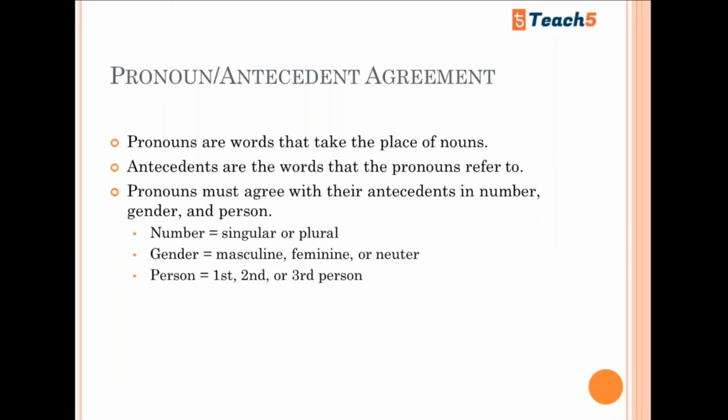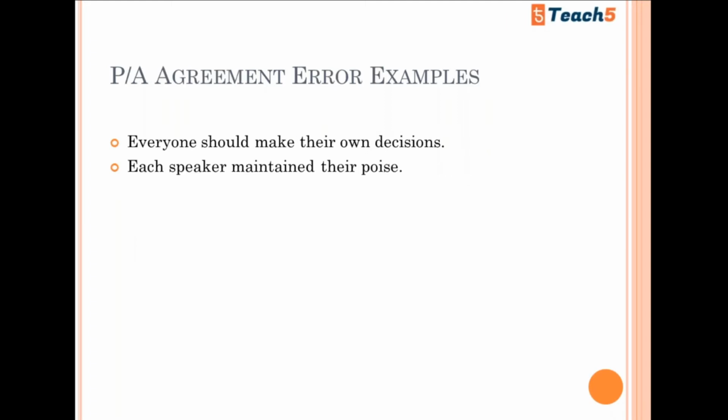Now, pronoun antecedent agreement. What are pronouns? Pronouns take the place of a noun. Antecedents are the words that the pronouns refer to. Pronouns must agree with their antecedents in number, gender, and person. Number: singular or plural. Gender: masculine, feminine, or neutral. Person: first, second, or third person. For example, everyone should make their own decisions. Each speaker maintains their poise.